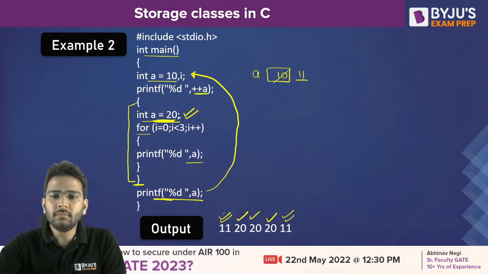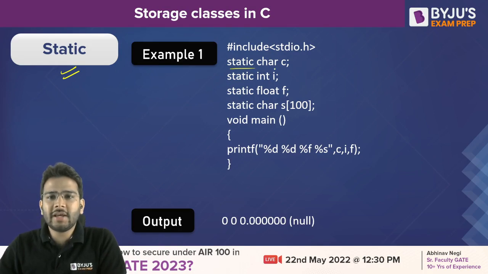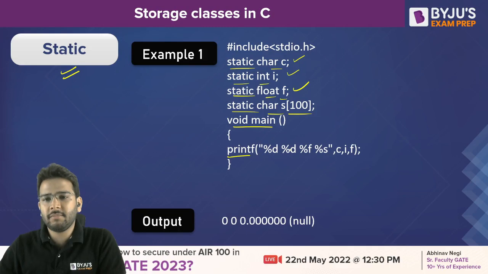Is it clear? Now, let's talk about static. So in case of static, let's see this example. Here we have static char c, static int i, static float f, static char s, that is an array, right? That is storing 100 characters. And here void main, right? And we have a printf statement which is printing the value of all these static variables. We are printing this c, i, and f basically. So here it should be s also, right? So here we are printing these values, right?